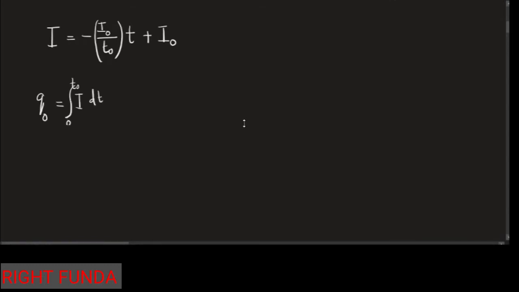So Q0 is equal to the integration of I dt, where Q0 is the total charge I have taken. Integrating from 0 to T0, I can obtain the value. But this will be a little cumbersome process, with two or three steps of integration. Without integrating also we can do it, because we could get the relation between Q0 and I0.